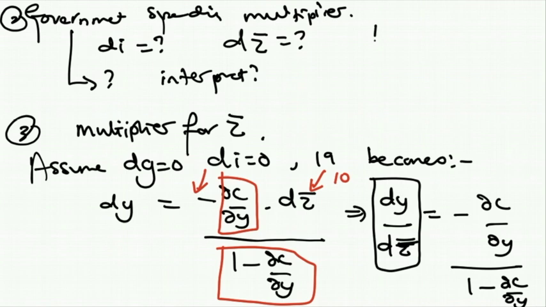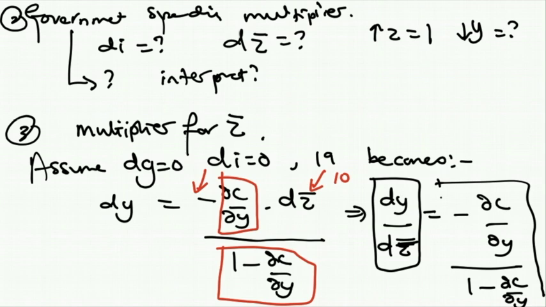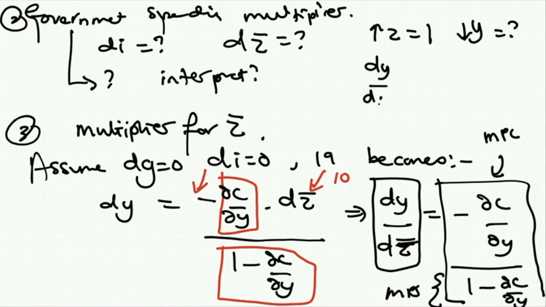If there is an increase in tau by 1 unit, income will decrease by how much? By this much. And if you see the numerator here, delta c over delta y, it is nothing else but MPC. If you see the denominator, it is nothing else but MPS. Can you realize this? So dy over d tau bar is actually minus MPC over MPS.